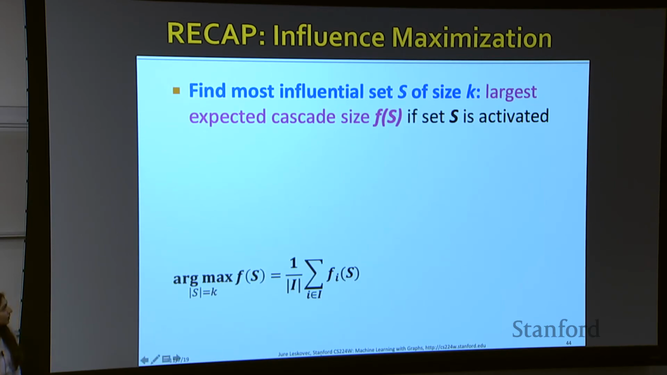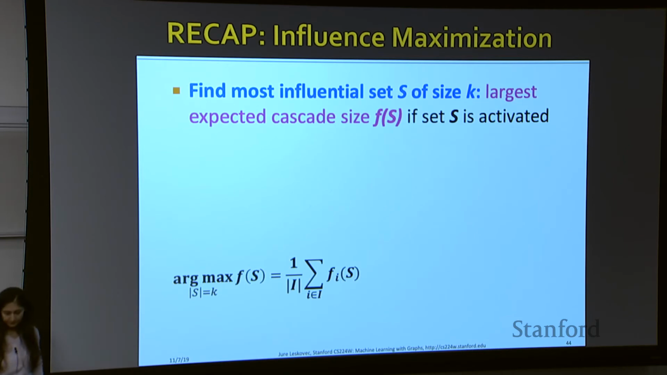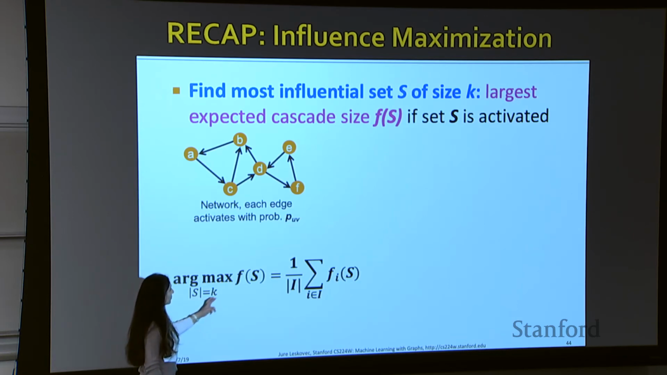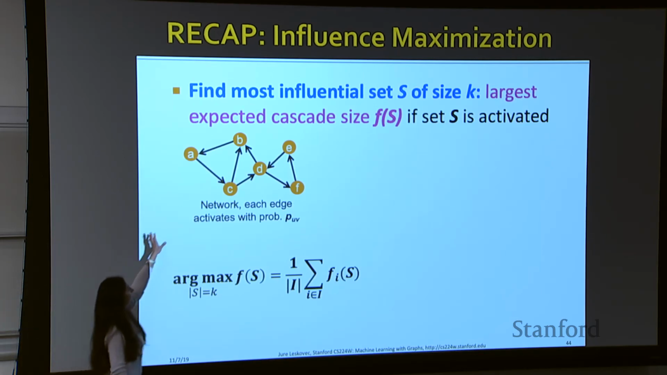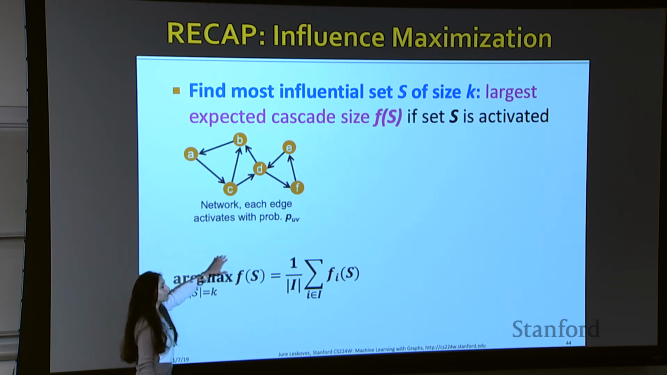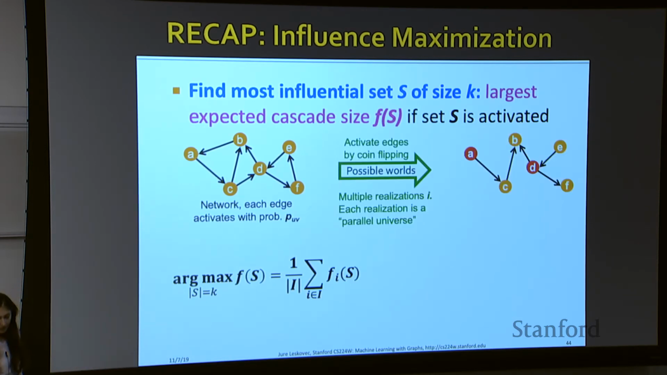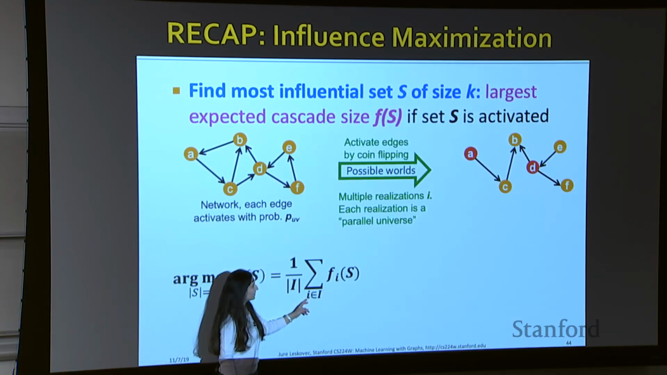So just as a reminder, we want to find a subset that gives us the largest expected influence in the network. We want to find this set S of at most k nodes in the network who maximizes this expected influence for us. And we have this network where every person can activate their neighbors with a certain probability, the probability between node u and v. And we are going to generate R parallel worlds.